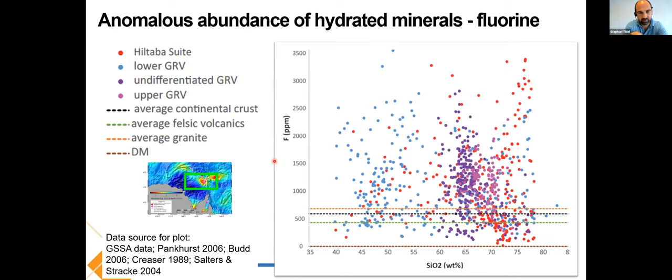All of these rocks, the Hiltaba granite, where the deposits are sitting, and the Gawler Range Volcanics, a large volcanic field across the area, have enhanced values of fluorine. Now, fluorine is quite interesting in the sense that recent laboratory studies have shown that fluorine within phlogopite can reduce your electrical resistivity. So it's an interesting postulation that the conductor here could also be caused by phlogopite, especially since the mantle conductor starts at about 80 to 100 kilometers depth and then extends further down.